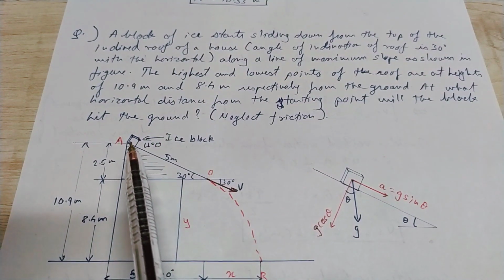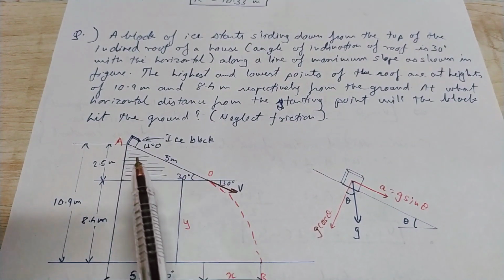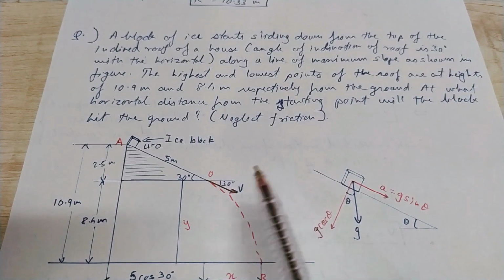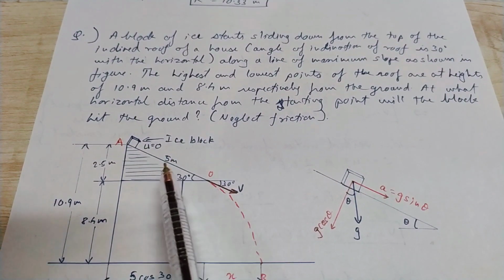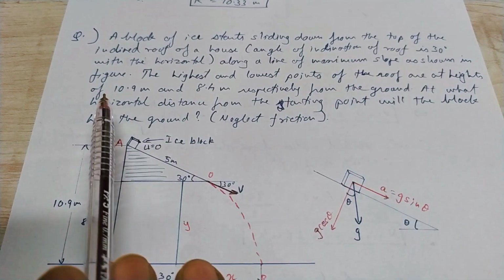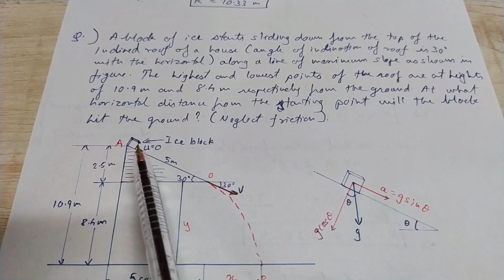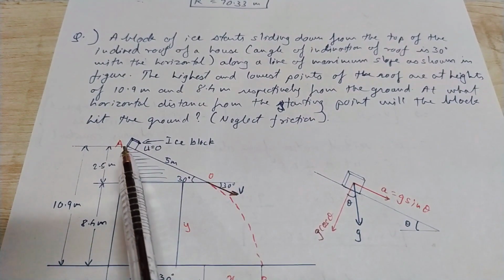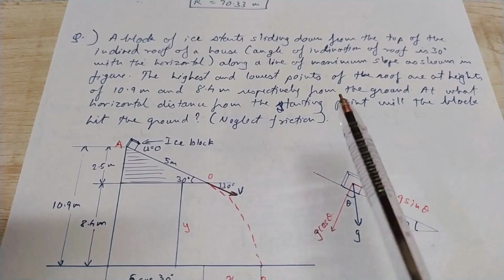This is an ice block which is sliding down along the roof, so I am taking the points as A and O. It is sliding from point A to O, and the angle of inclination is given as 30 degrees, that is, the angle of inclination of the roof with respect to the horizontal. The highest and lowest points of the roof are at heights of 10.9 meters and 8.4 meters respectively from the ground. So the highest point is A and the lowest point is O, and the distances of these two points from the ground are given as 10.9 and 8.4 respectively.